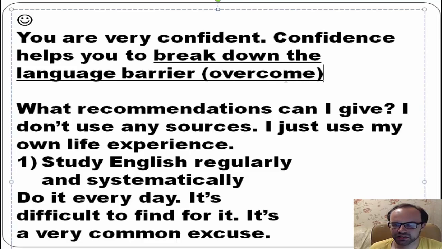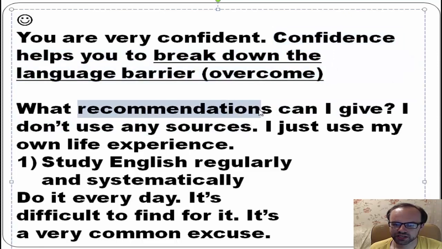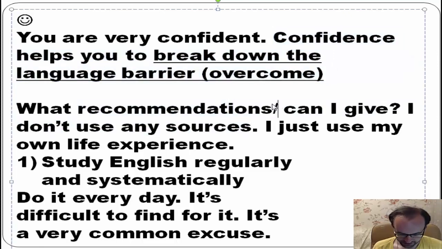I mean, it's this kind of situation. So maybe you know English, maybe you know some grammar, vocabulary, but you can't speak. You are afraid of speaking, and you want to start speaking without any fear, so not being afraid, and so you need confidence. So, and it will help you to break down the language barrier, or it will help you to overcome the language barrier, okay?